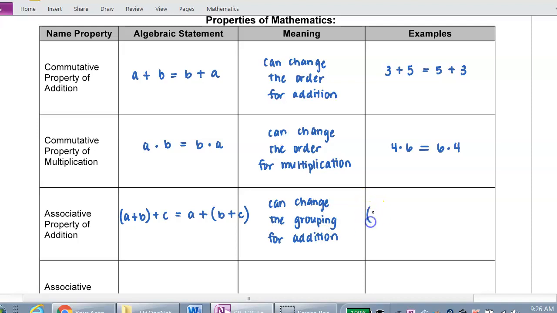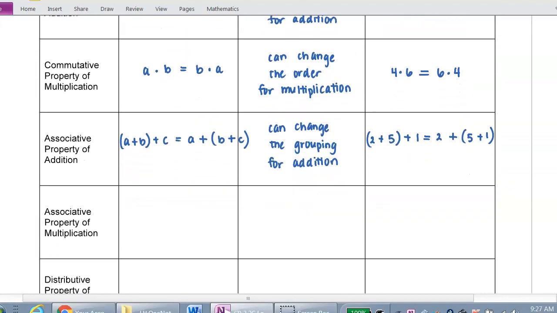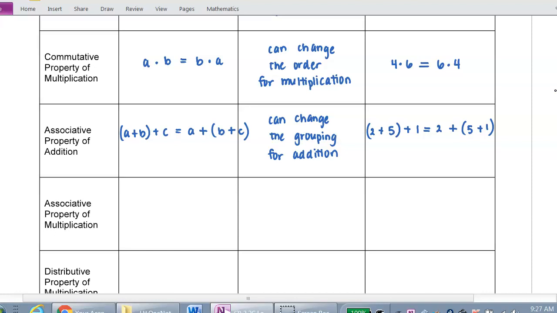And we'll give an example using numbers so that we can simplify and prove that the sum does not change. On the left side of the equation, we will group 2 plus 5 and then add 1. And on the right side of our equation, we will change the grouping. So we have 2 plus the quantity 5 plus 1. And if I simplify over here on the left side, I would have 7 plus 1, which is 8. On the right side, I would have 2 plus 6, which is also 8. So once again, proving that the grouping of the terms that we are adding does not affect the sum.